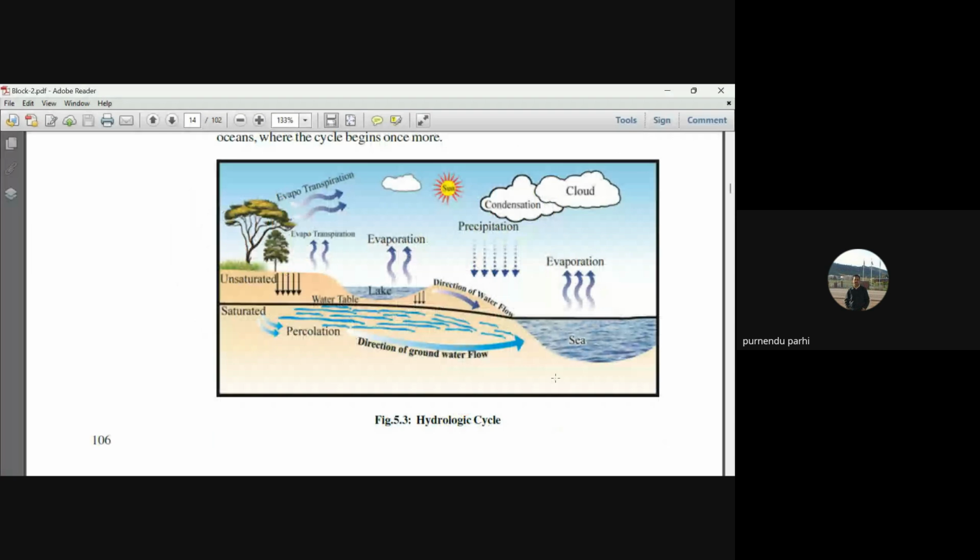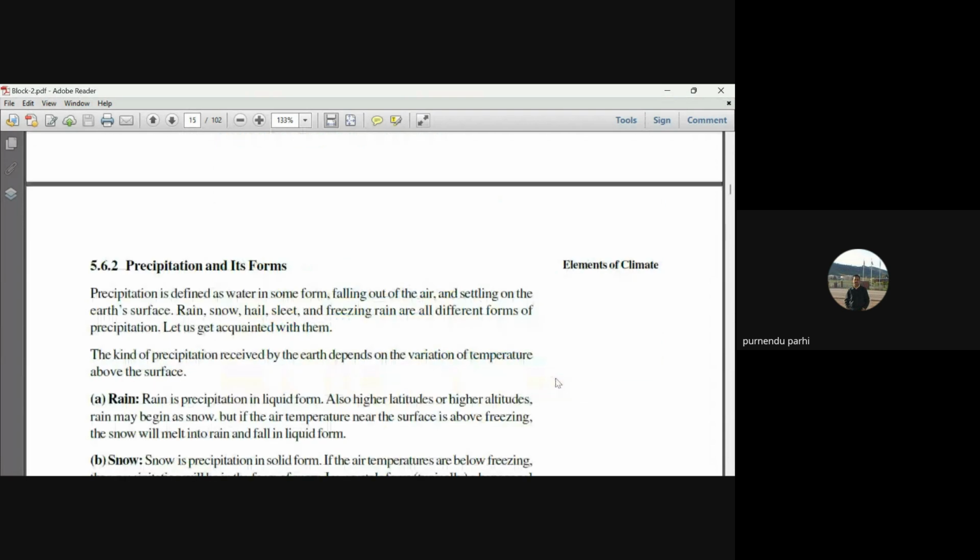You can see directly how the groundwater flows and how the processes of evaporation, precipitation, condensation, and evapotranspiration work, with water going from the water body to the atmosphere and again coming back to the land and water bodies. That is the complete cycle. It is the hydrologic cycle.